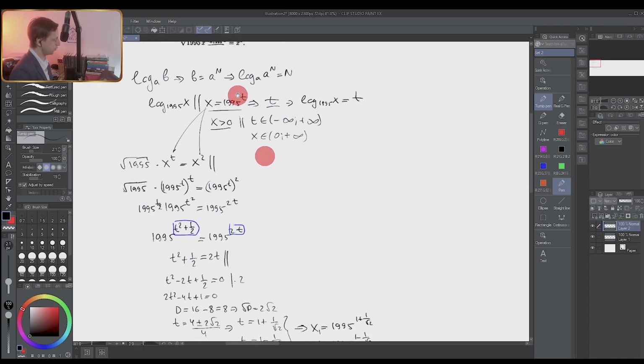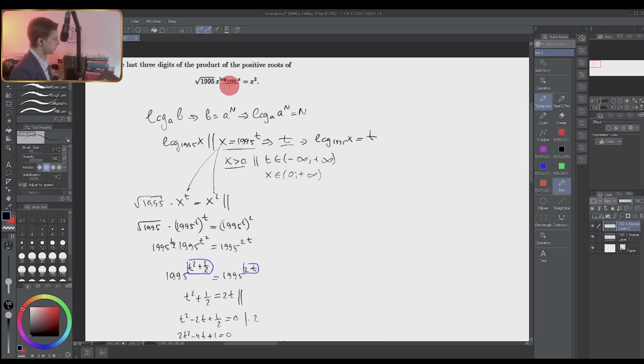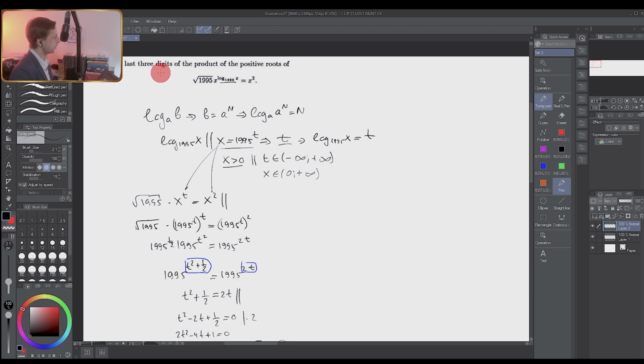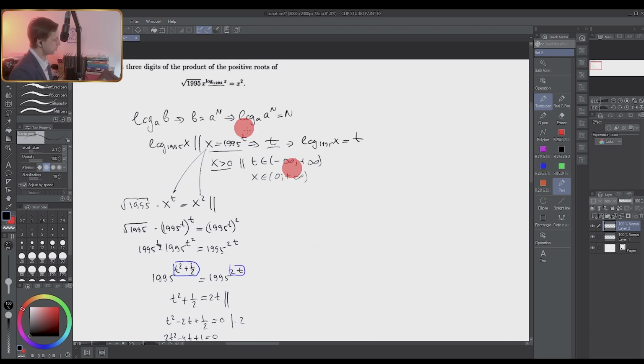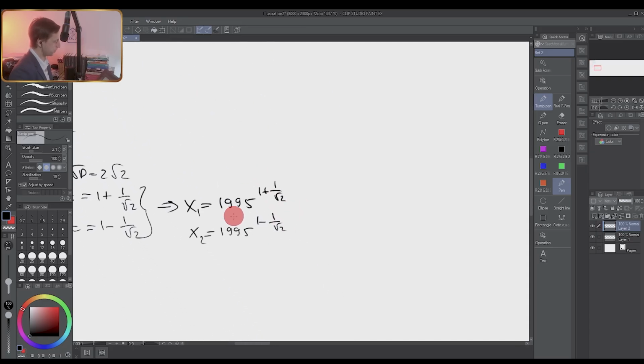Well, I will leave it for you, because it's very easy to substitute these values into this equation and check that both of them work. And eventually, you need to find the product of these positive roots, and you need to find the last 3 digits of this product. So if you multiply these roots, the good news is that when you multiply them, these powers will add to each other, and this 1 over square root of 2 will simply cancel out.